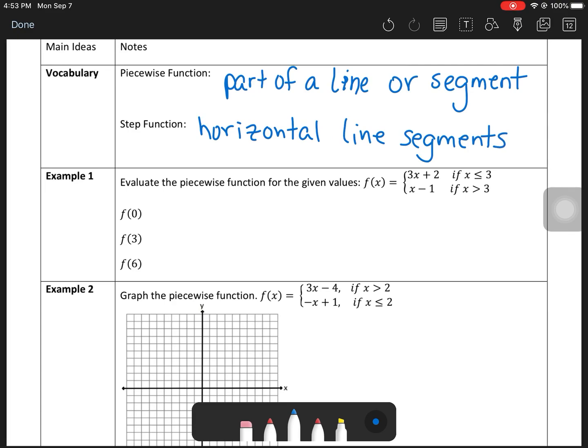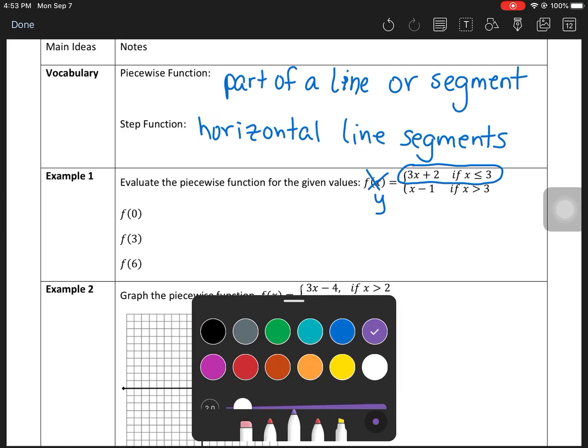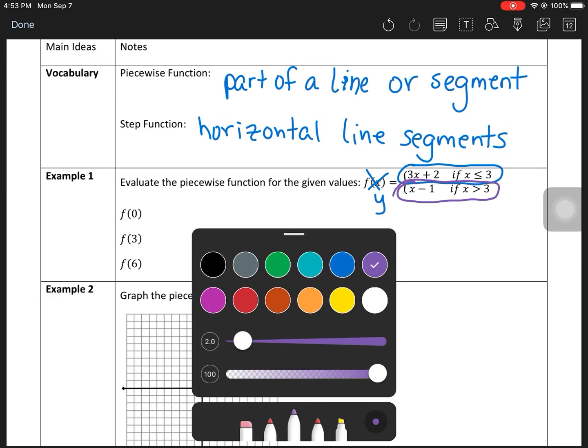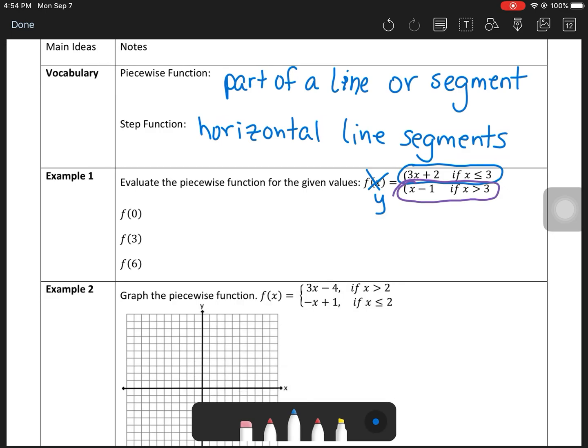The first thing that we're going to do is to evaluate a piecewise function. Now notice a piecewise function, f of x, remember that always can mean y, so y equals mx plus b, and it shows that there's two different parts. The top part is if x is less than or equal to 3, and the bottom part is if x is greater than 3. So we're going to take a look at the first value: if f of x is 0, that means x is equal to 0.